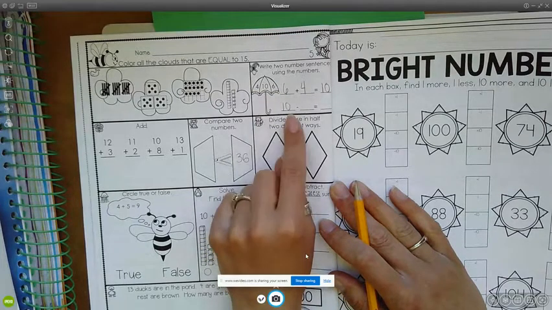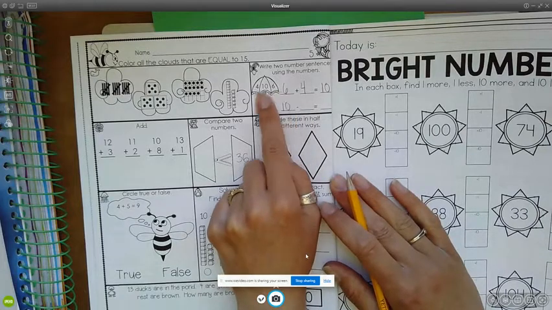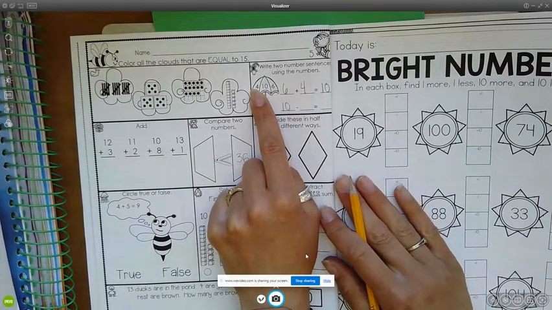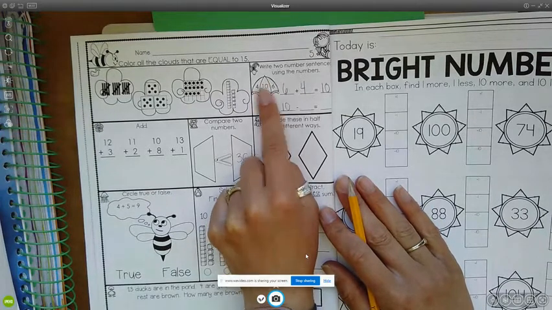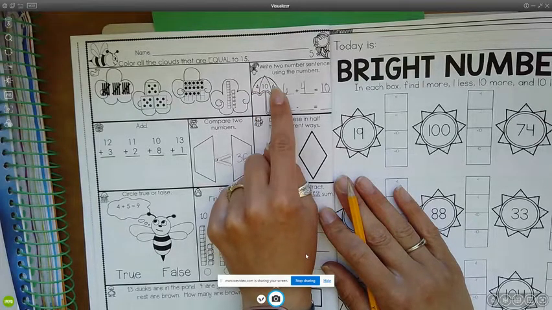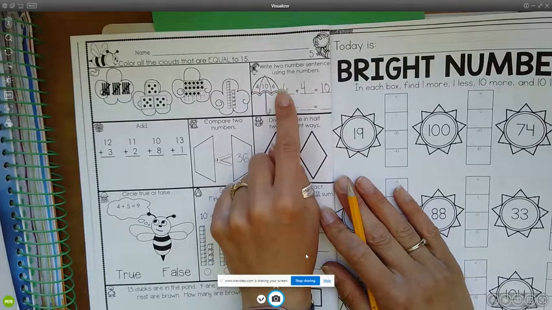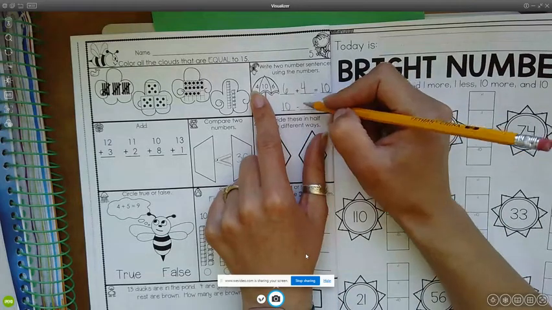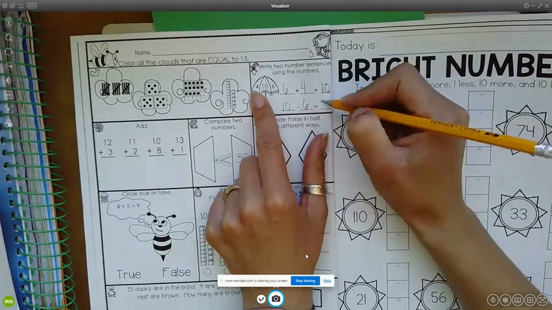If I were to say 10 subtract 6, the answer would be 4, because I know that 4 and 6 go together to make 10. So if I have 10 and I take away 6, I have 4. And if I had 10 and I subtracted 4, I would have 6. Excellent, because 4 and 6 always go together to make 10. I'm going to go ahead and write 10 subtract 6 equals 4.